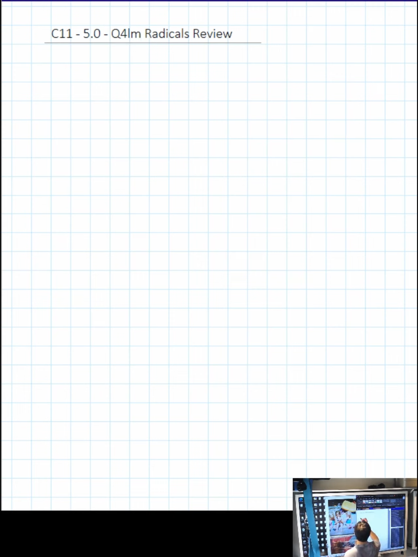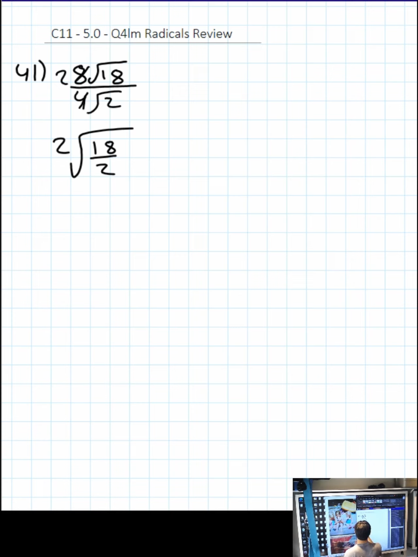Okay, we have 4L. We have a fraction. On the top, we have 8 root 18 over 4 root 2. So we can divide the numbers in front. 8 divided by 4 is simply 2. Good. Now we can turn it into a single root. Down the page, we can say 2. And now we're going to have a 2-line root. So beside it, we're going to have root 18 over 2. 18 divided by 2 is simply 9. So we're going to be left with 2 root 9. Root 9 is 3. So we have 2 times 3 is 6. Circle our answer. Awesome.